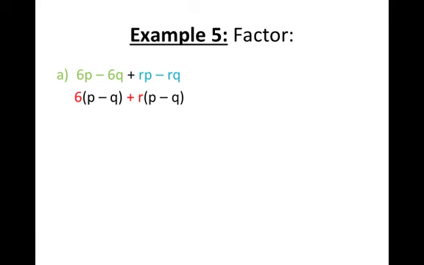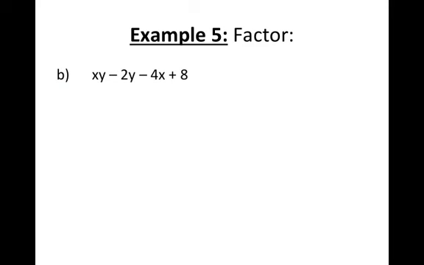So just like I did before, I'm going to think of this, okay, I've got 6 p minus q's, and I'm adding to that r of the same kind of thing, p minus q's. So I'm going to have 6 plus r times p minus q. And that's it. That's my factored form of my original polynomial.